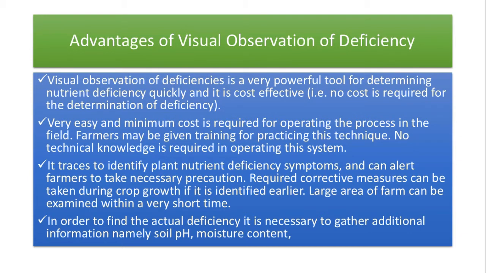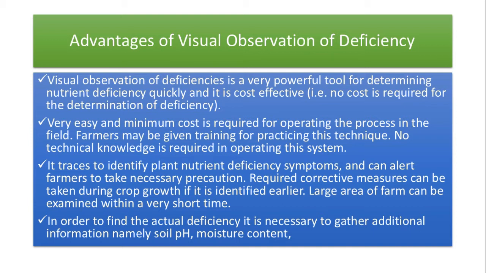So, advantages of visual observation of deficiency. What are the advantages? Visual observation of deficiencies is a very powerful tool for determining nutrient deficiency quickly, and it is cost effective. That is, no cost is required for the determination of nutrient deficiency. It is very easy and minimum cost is required for operating the process in the field.